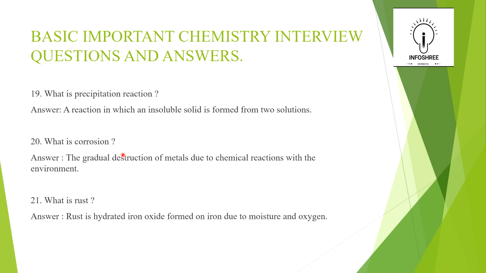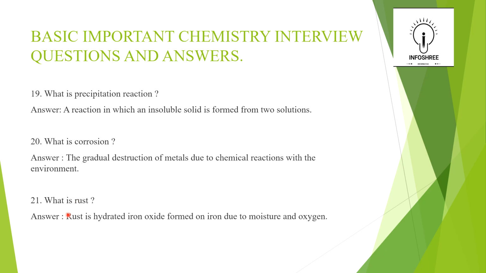Okay. Question 20th is, what is corrosion? Corrosion is the gradual destruction of a metal due to chemical reaction with the environment. When moisture gets in, it changes the color of that metal. That is corrosion, the gradual destruction of a metal due to chemical reaction with the environment.